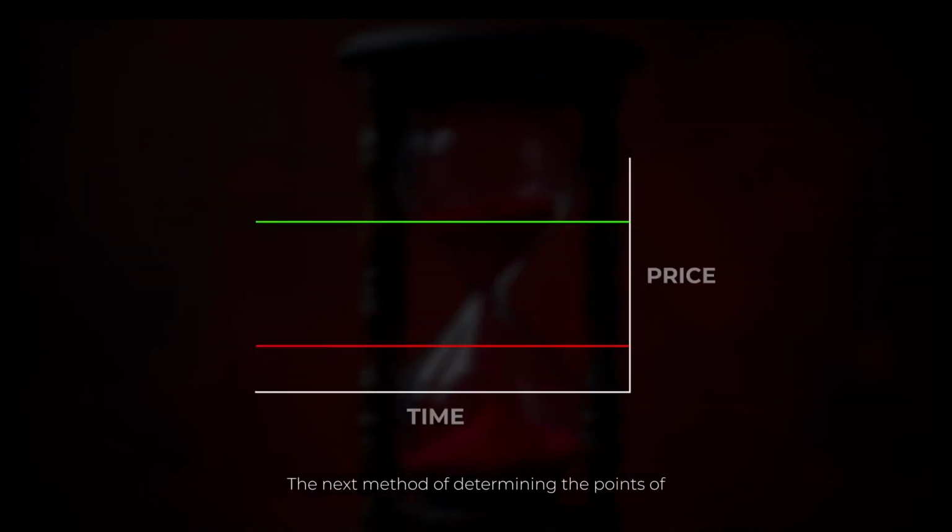The next method of determining points of interest, which we're going to take a look at, are time cycles. When it comes to time cycles, it's important to note that you have watched the prior lecture on the topic in which I outlined what time cycles exactly are. If you did not watch that lecture yet, I highly suggest you stop watching this lecture and go back to that previous lecture.